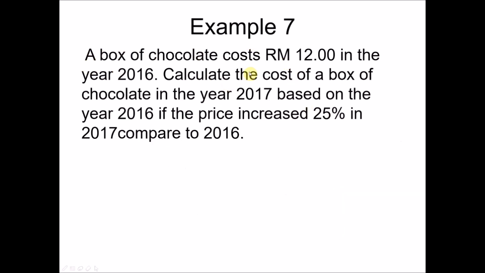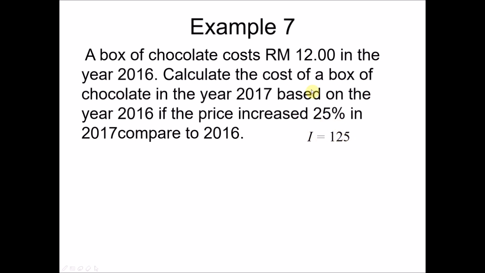Example 7. A box of chocolate costs 12 ringgit in the year 2016. Calculate the cost of a box of chocolate in the year 2017. Again, this time you need to calculate the cost, not the price index. Based on the year 2016, if the price increased 25% in 2017 compared to 2016. So from 2016, it is 12 ringgit. And when it comes to 2017, it increased 25%. So this actually tells us that the index of the cost of the box in the year 2017 based on 2016 is 125, because increased by 25% means 100 plus 25, so you get 125.